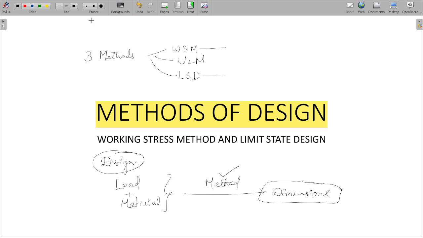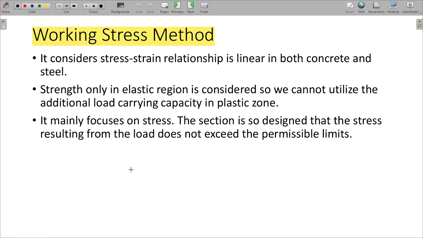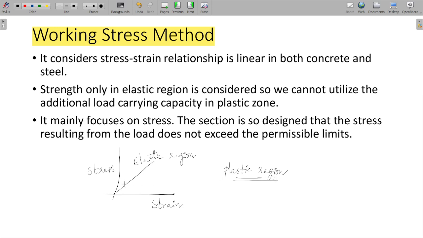So let us see what is working stress method. One main important thing about working stress method is it considers the relationship between stress and strain to be linear. Means it is considering only the elastic region of the material, and it is completely ignoring the plastic region capacity of the material. What does this mean? We all know about Hooke's law.